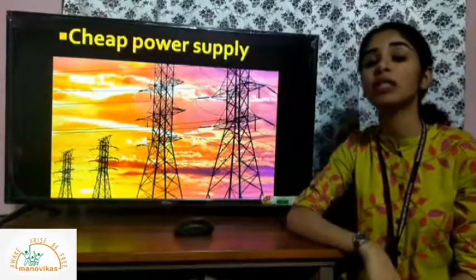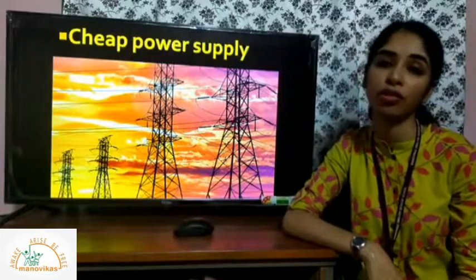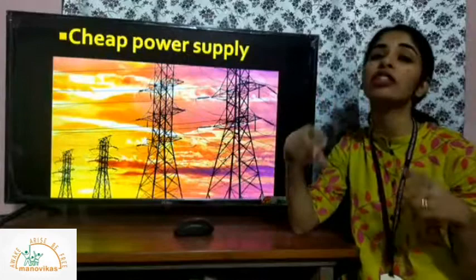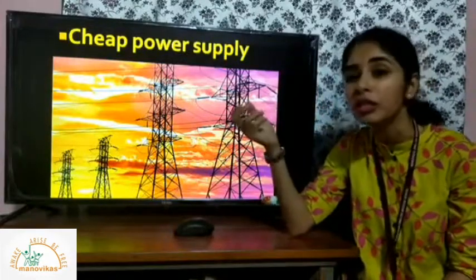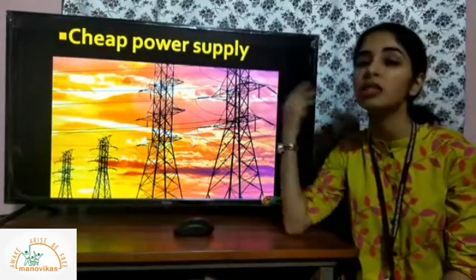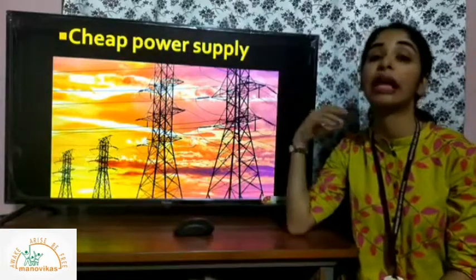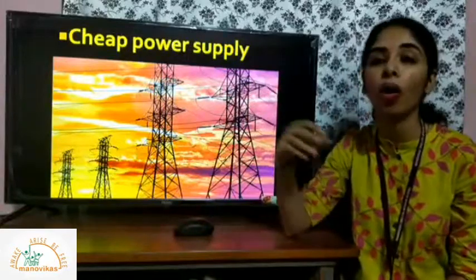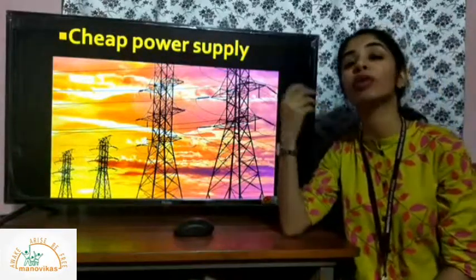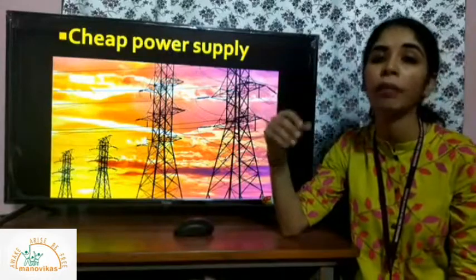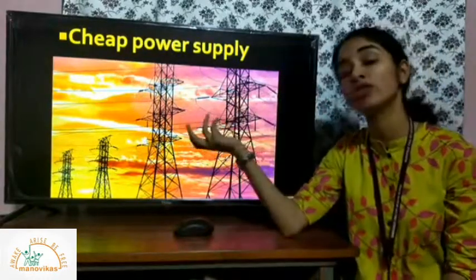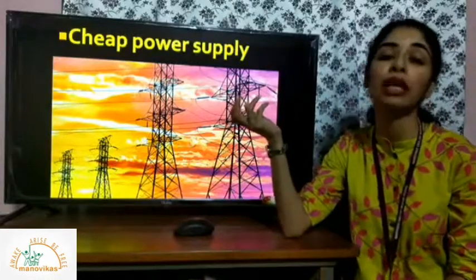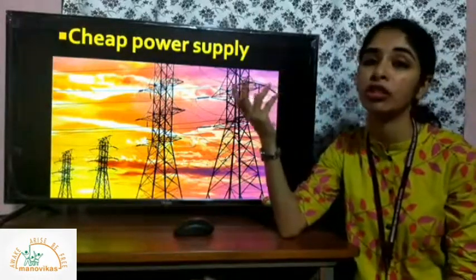Next, cheap power supply is very much necessary. When industries are already established, they need smooth functioning of their machines, and to run those machines, power or electricity is required. That can be obtained from tidal power or hydroelectricity. That can be obtained from thermal power, by burning coal. It can also be obtained from nuclear power. Nuclear elements can also be used to generate electricity.